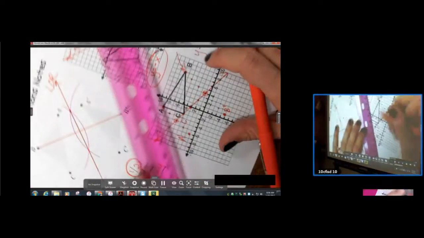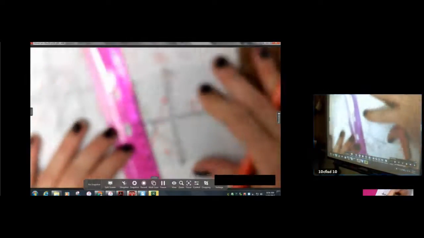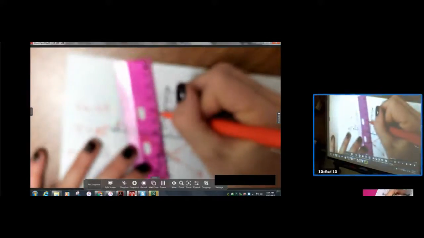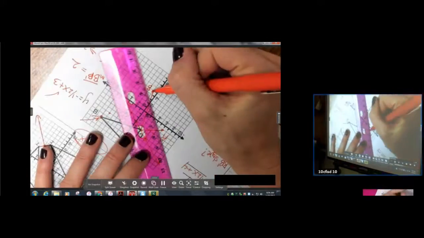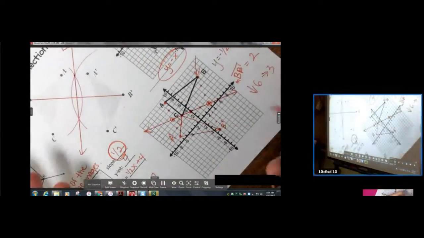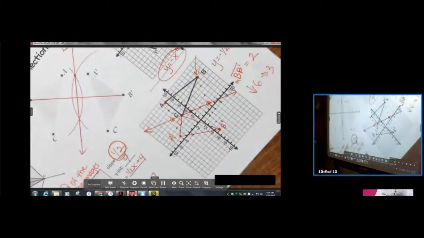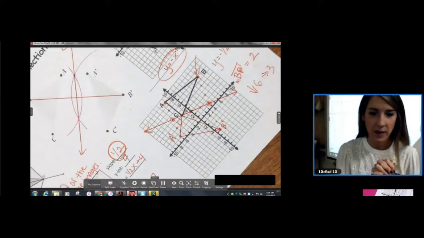Let's connect the correct dots. I'm connecting C prime to A prime. B prime to C prime. B prime to A prime. Oh my goodness, it's so pretty. That is our triangle reflected over the complicated line of y equals negative 1/2 x plus 3.